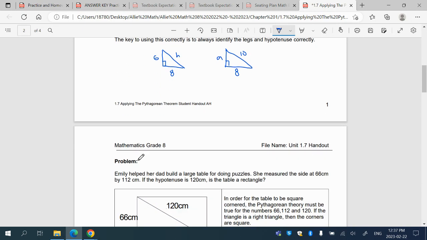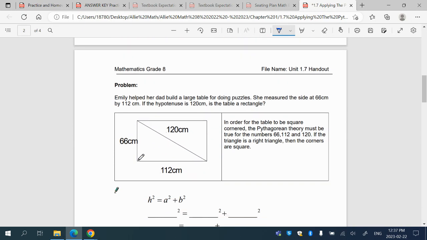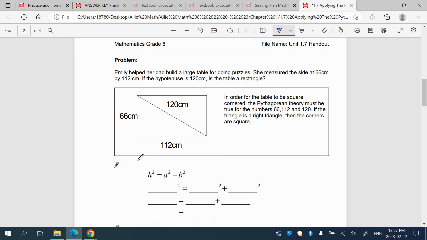Okay, so that review's in the bag. Let's move on to a few questions. Here's our problem number one. Emily helped her dad build a large table for doing puzzles. She measured the sides at 66 centimeters by 112 centimeters. If the hypotenuse is 120 centimeters, is the table a rectangle?